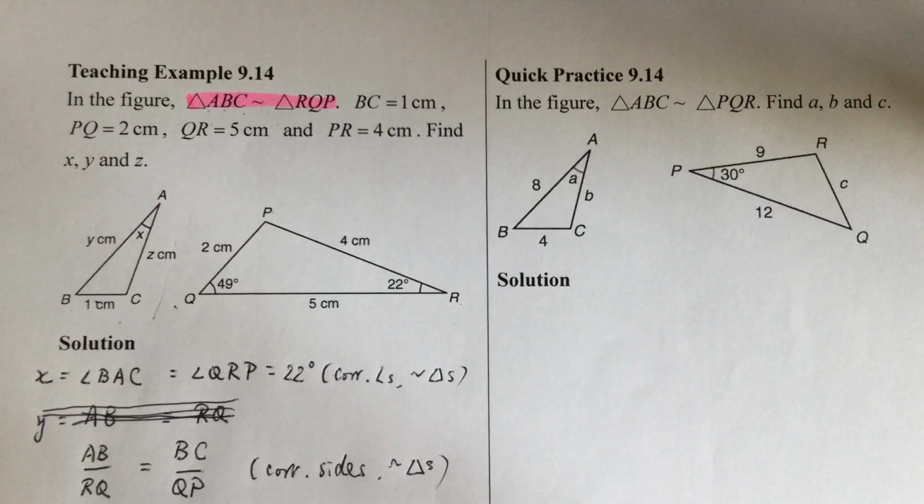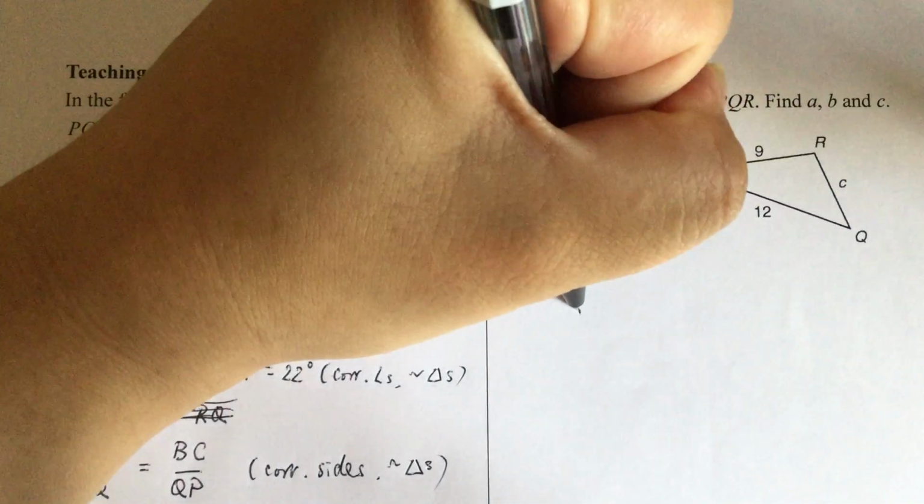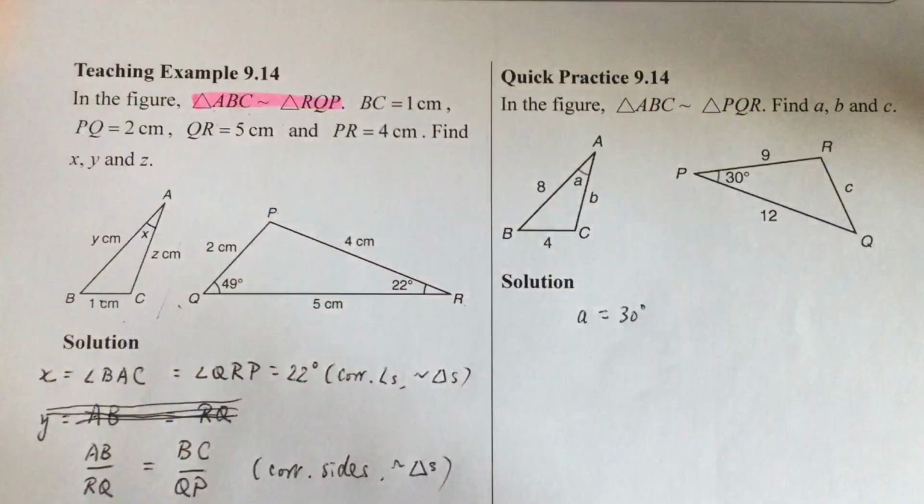Okay, now I will tell you the answer directly. If you have any problem, you can ask me afterwards, so I hope you all know how to do this. For A, the answer must be angle 30 degrees. So it's not difficult for you to find out the answer.